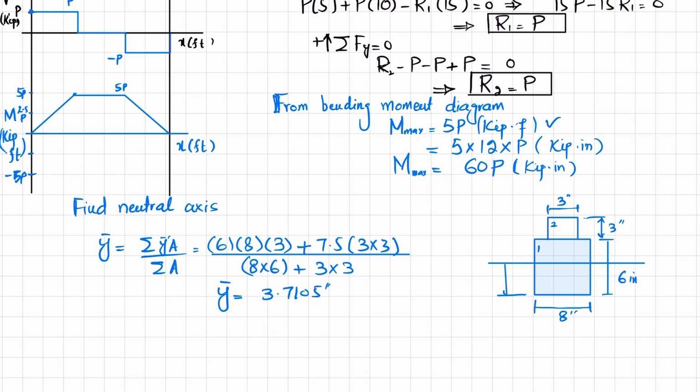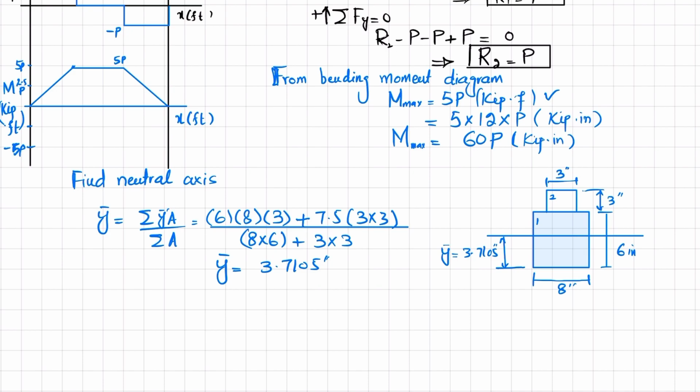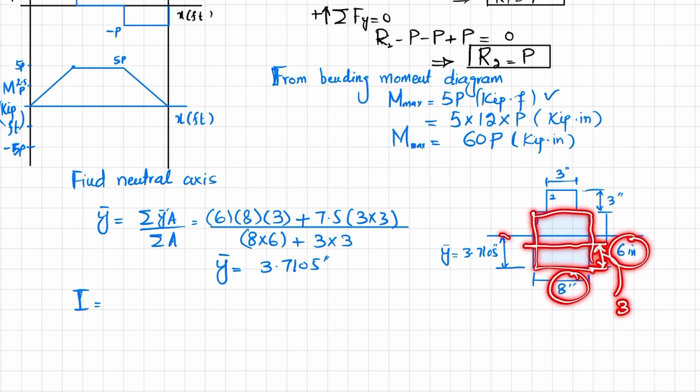So it means that its neutral axis lies at a distance of 3.7105 inch, this is y bar, and this is the neutral axis. Now we'll find the moment of inertia I, and that for a rectangular bar is 1/12 bh cube. We have two parts. One is this one, so its breadth is 8 and height is 6, and its centroid is at a distance of 3 from this base. We will use the parallel axis theorem because the neutral axis is away from its centroid. So this will be your d.